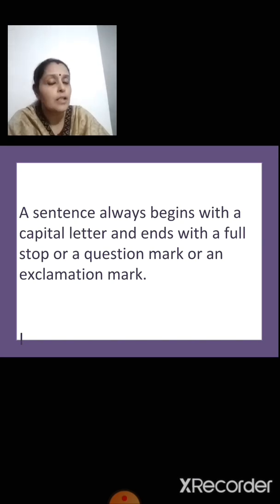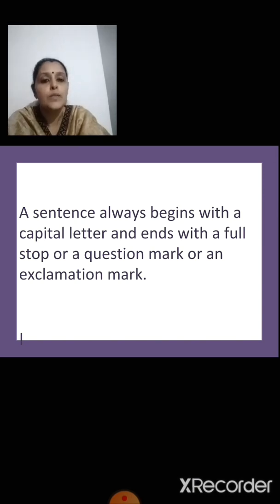So is this clear to you all, children? Are you all thorough with this? What is a sentence? A group of words which make complete sense is a sentence. And how should a sentence be written? A sentence should always begin with a capital letter and end with a full stop, a question mark or an exclamation mark. Any one of these. Okay? Now let us move ahead and learn something more about a sentence.